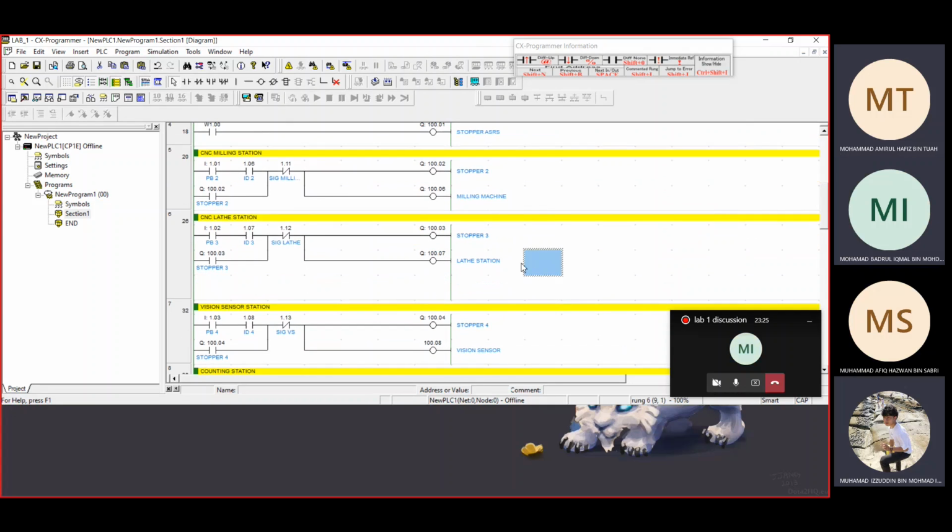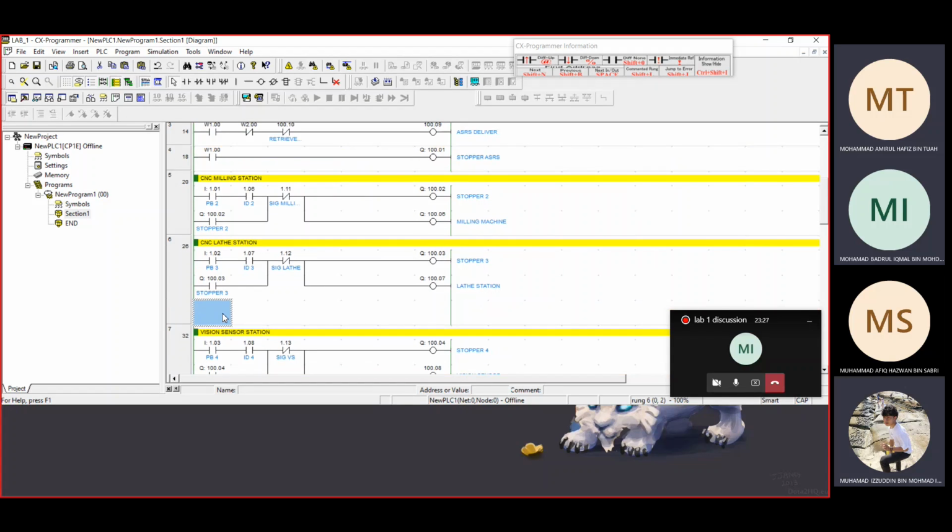Okay, after the ASRS station, the product will go to the CNC process. At the CNC process, the workspace will transfer the product to the milling machine. At the milling machine, the product will be milled several times. After that, the arm robot will transfer the product to the conveyor and go to the lathe station. At the lathe station, the product will be turned and it will go to the next process.